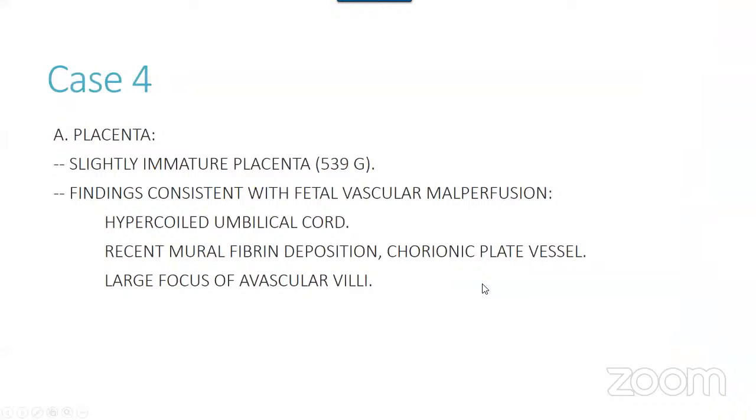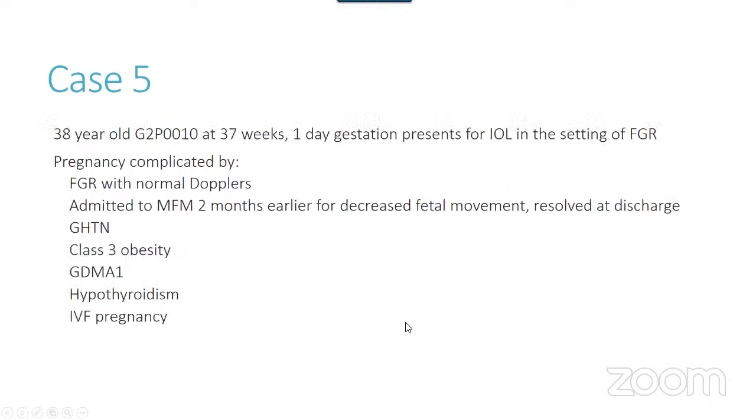So in this case, we would write it up as findings consistent with FVM, including the hypercoiled cord, the mural fibrin in the chorionic plate vessel, and the large focus of avascular villi. Okay, we have 2 more cases that I hope will be informative.